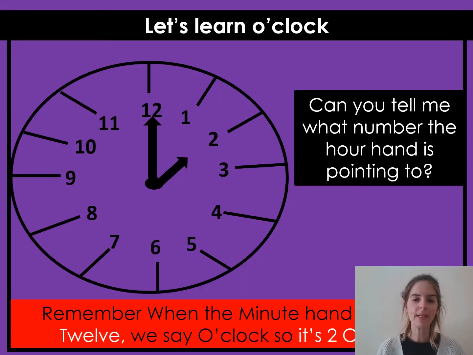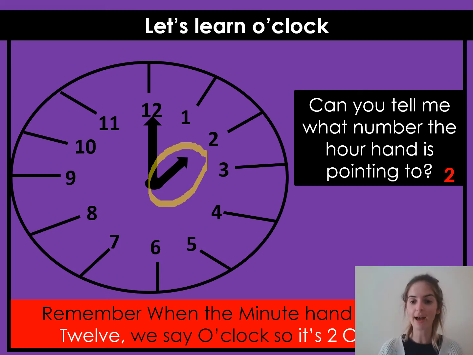Can you tell me now what number the hour hand is pointing to? So remember that hour hand is the short hand, and I'm going to circle it here for you. What is it pointing to? It's pointing to the 2. So remember, when the minute hand is pointing to the 12, we say o'clock. So right now our clock says 2 o'clock.